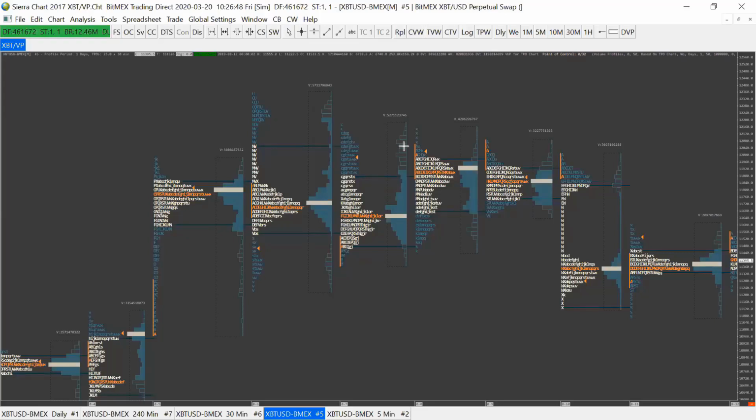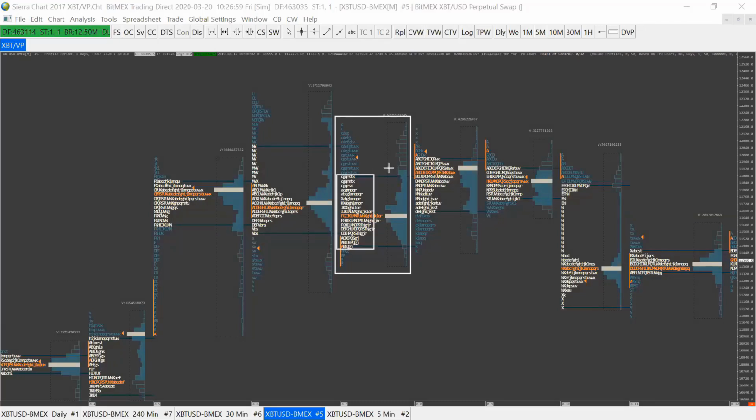Okay, so here, the way I've got this marked out is the value area is highlighted in white, and on the volume profile I think that's grey there. I'm colorblind, so I'm not quite sure, but that's the value area. That's where 70% of the time price traded, or where 70% of the volume was transacted for that day.